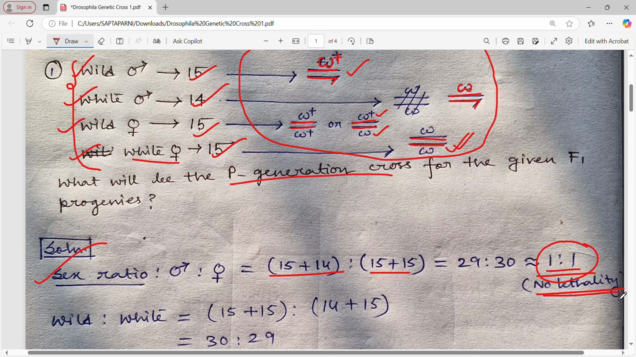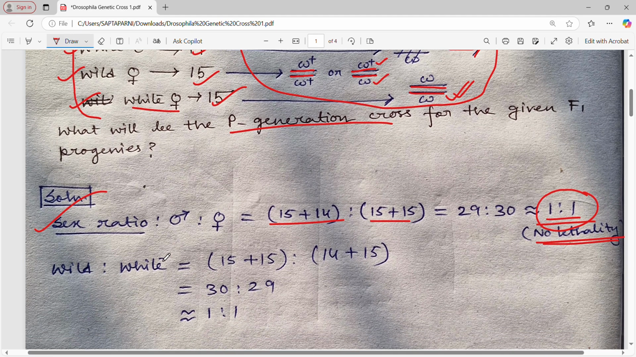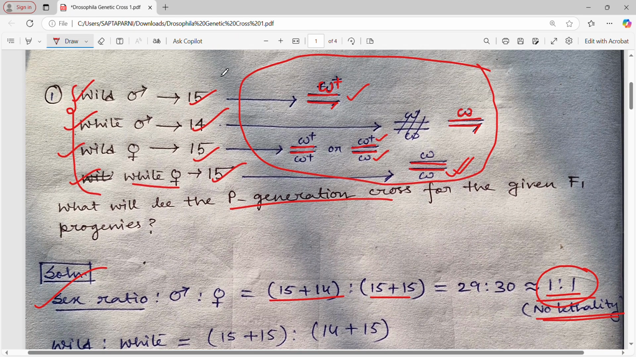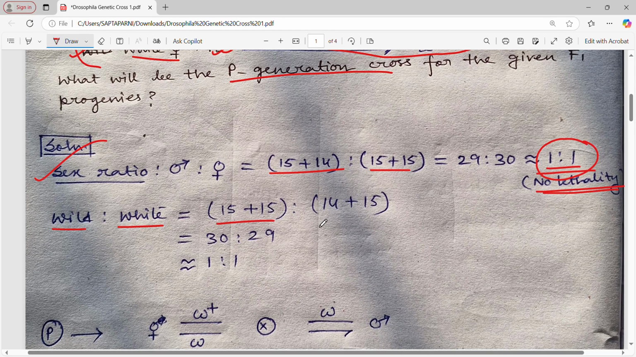Now after that, we can also calculate the phenotypic ratio, that is the wild type or red color and white color eye. See here how many wild type eyes are there. Wild type eyes are 15 plus 15, that means 30, and white eyes are 14 plus 15, that is 29. So 30 is to 29, so 1 is to 1. This is a type of, you can call it, test cross ratio. Now let's derive the cross here.